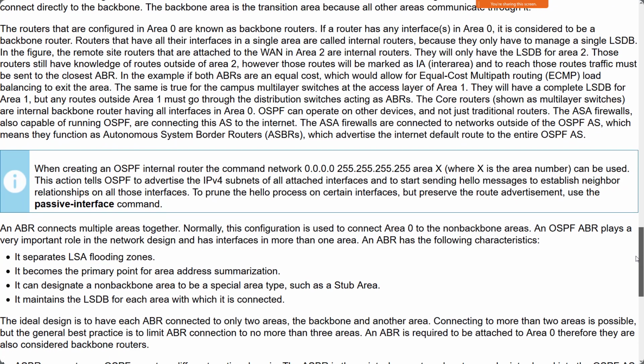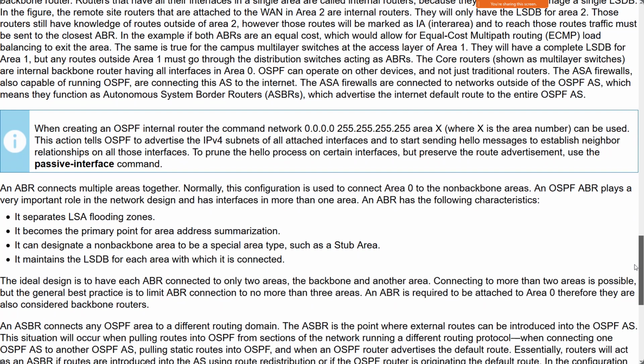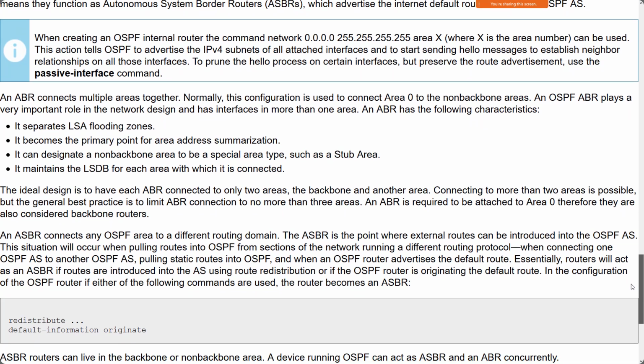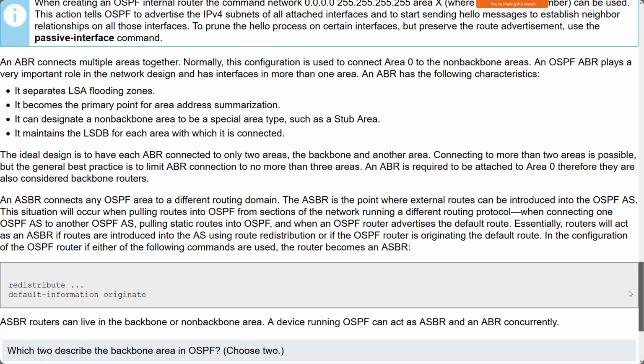An ABR connects multiple areas together. Normally, this configuration is used to connect area 0 to a non-backbone area. And the OSPF ABR plays a very important role. We've already talked about this, right? It is the router that brings all of the efficiency into OSPF. And how does it do that? Summarizing. All right? The second bullet point there, it becomes the primary point for address summarization.